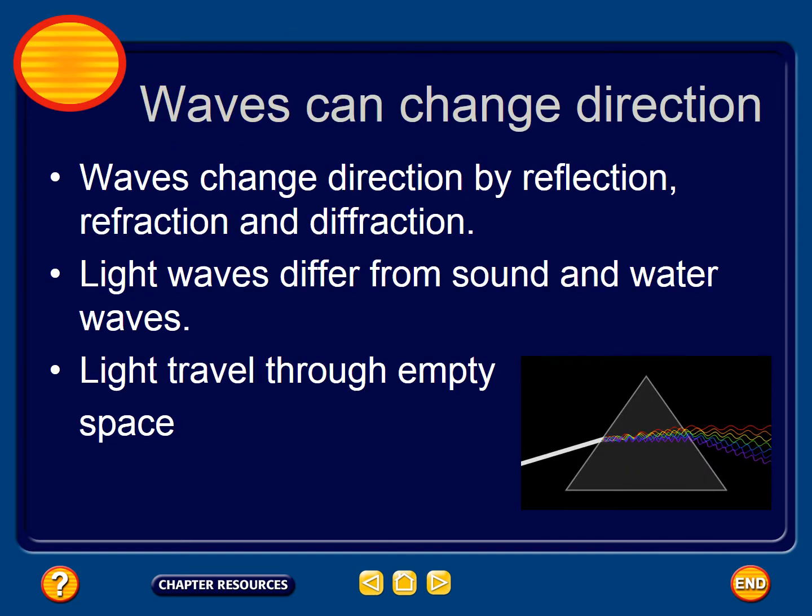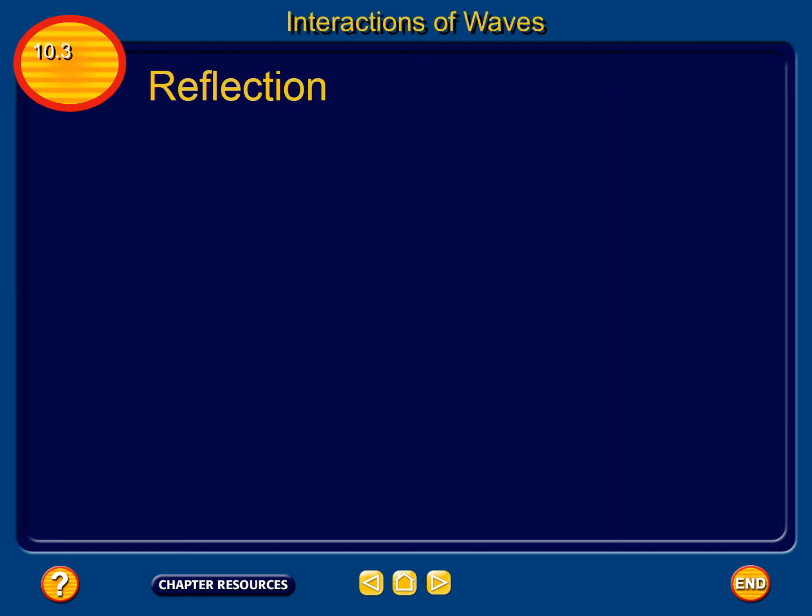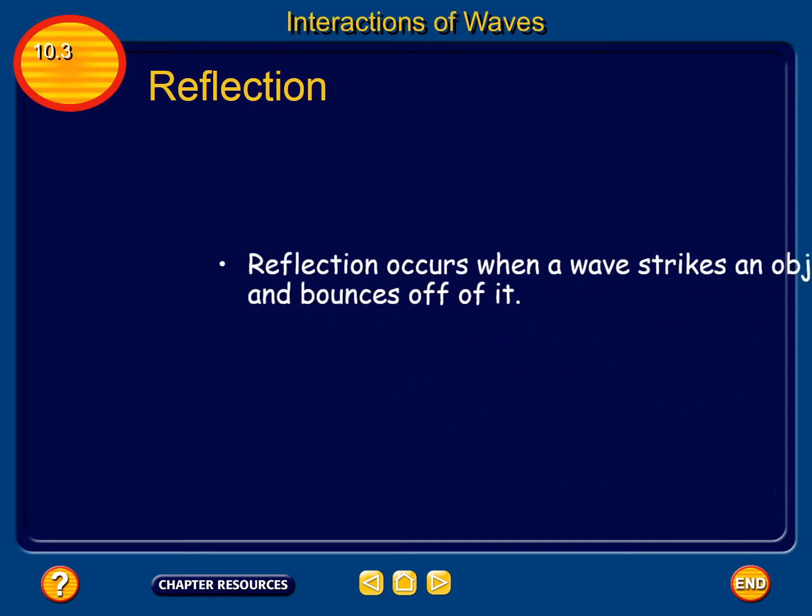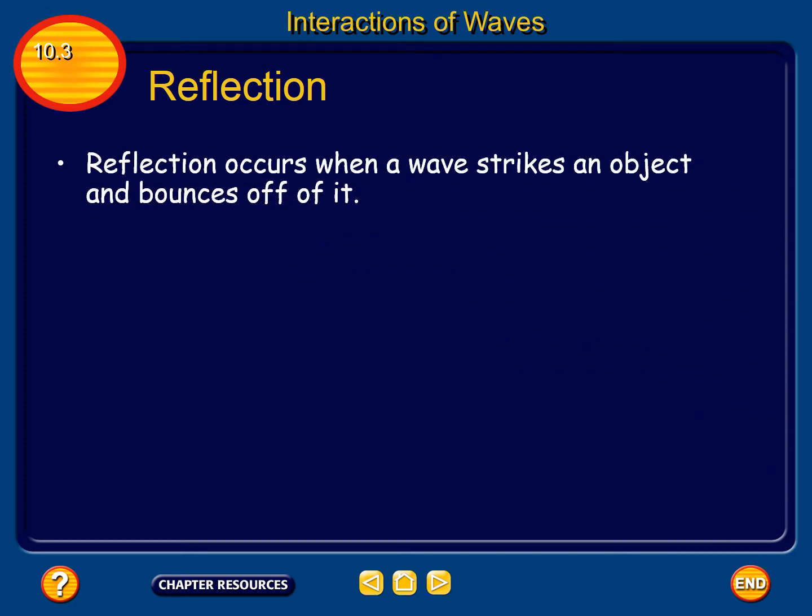Waves can change direction. Waves change direction by three processes, namely reflection, refraction, and diffraction. Light waves differ from sound and water waves because light travels through empty space. The first interaction of waves is called reflection. Reflection occurs when a wave strikes an object and bounces off of it.